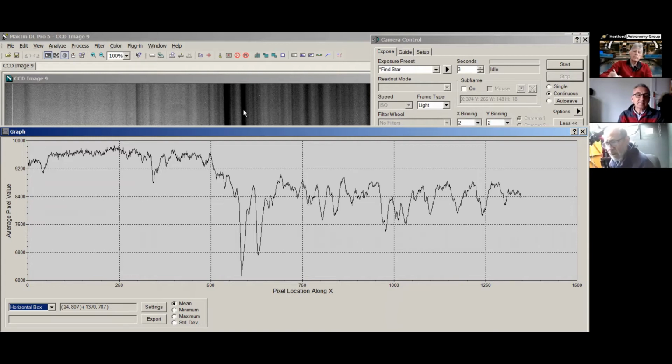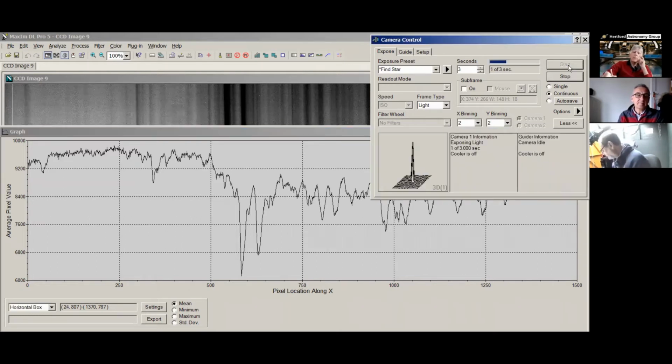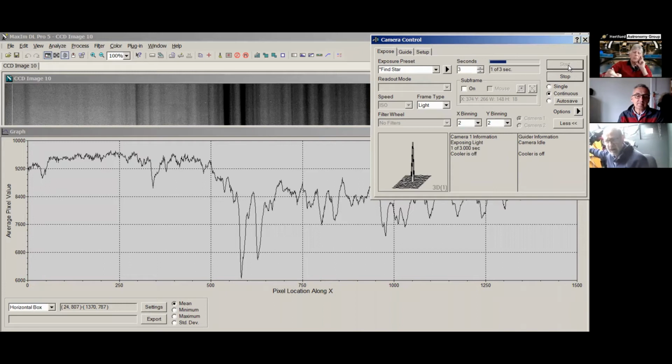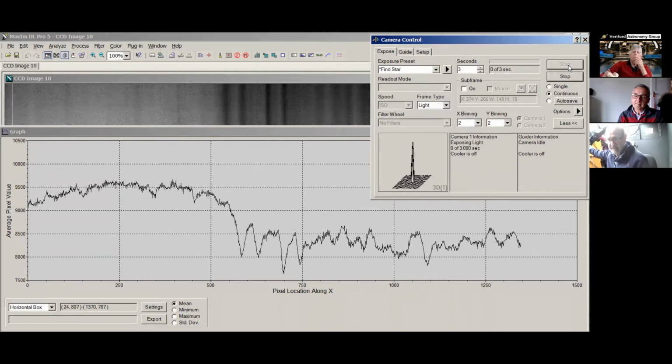Now we'll move on to the magnesium triplet, and we're heading down towards the green end of the spectrum now, where around about 500 nanometers, the human eye is most sensitive.